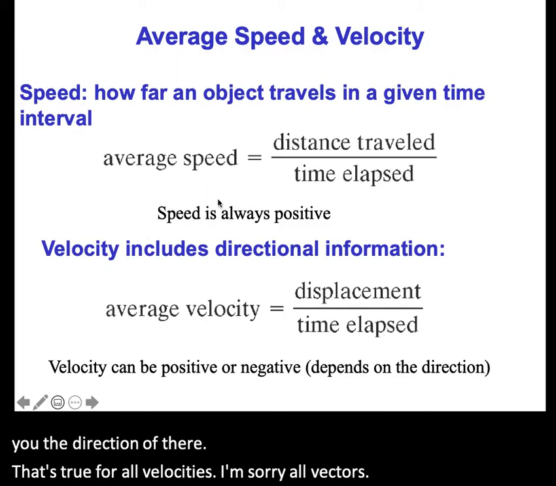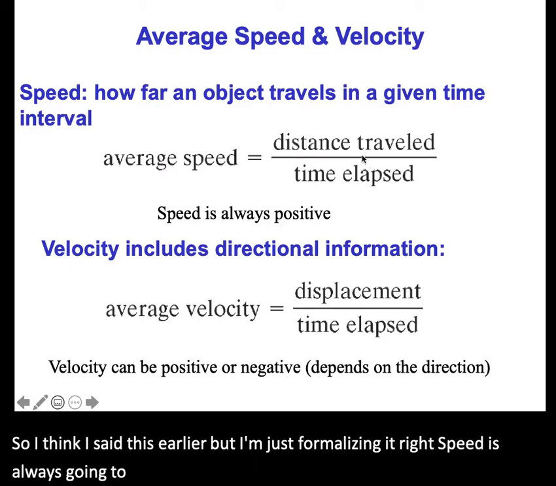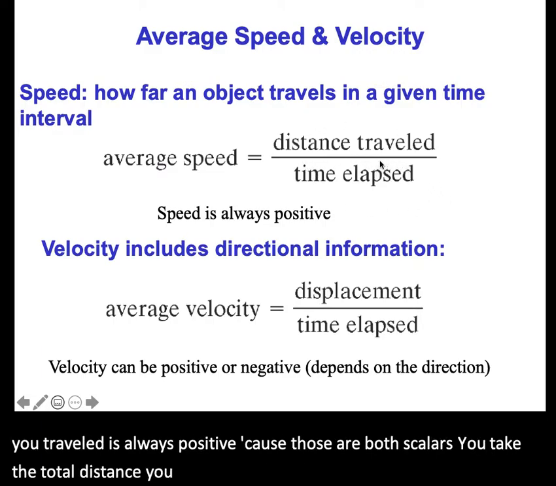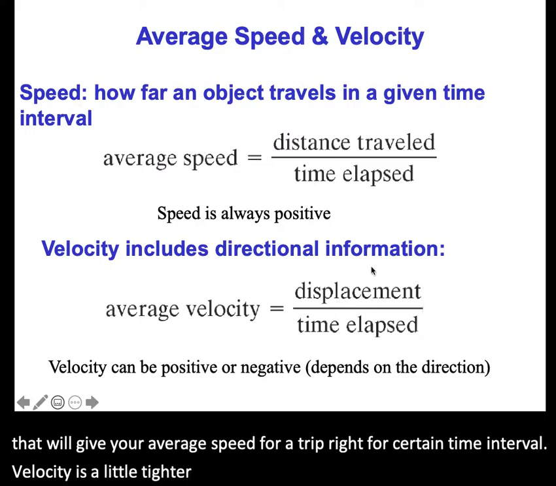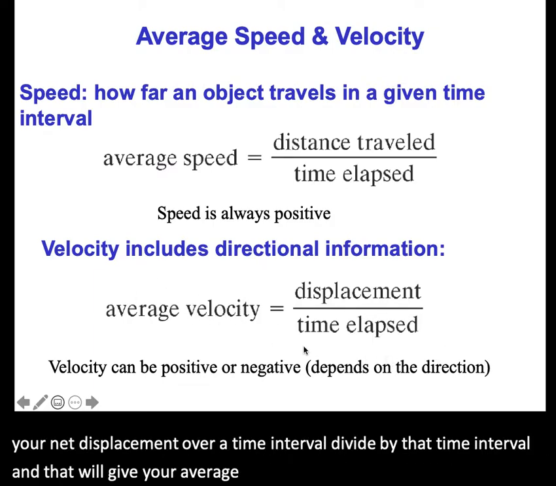So I think I said this earlier, but I'm just formalizing it, right? Speed is always going to be a positive number because technically the distance you've traveled is always positive because those are both scalars. You take the total distance you've traveled divided by the total time you took, and that will give you your average speed for a trip, right, for a certain time interval. Velocity is a little tighter because it has direction information, so you find your net displacement over a time interval, divide by that time interval, and that will give you your average velocity, right? And negative sign means something about direction.